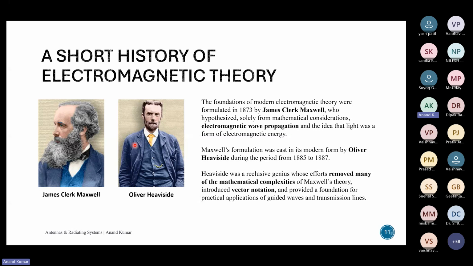So, the foundations of modern electromagnetic theory were formulated long back in 1873 by James Clerk Maxwell, and he hypothesized the mathematical considerations for electromagnetic wave propagation. He gave like 20 equations for electromagnetic theory, which encapsulated everything the research had done before that. And once he gave the 20 equations, the four Maxwell's equations that we see right now were formulated by Oliver Heaviside. Before this, your syllabus would have been very long if Oliver Heaviside wasn't there. You would have been studying 20 Maxwell's equations.